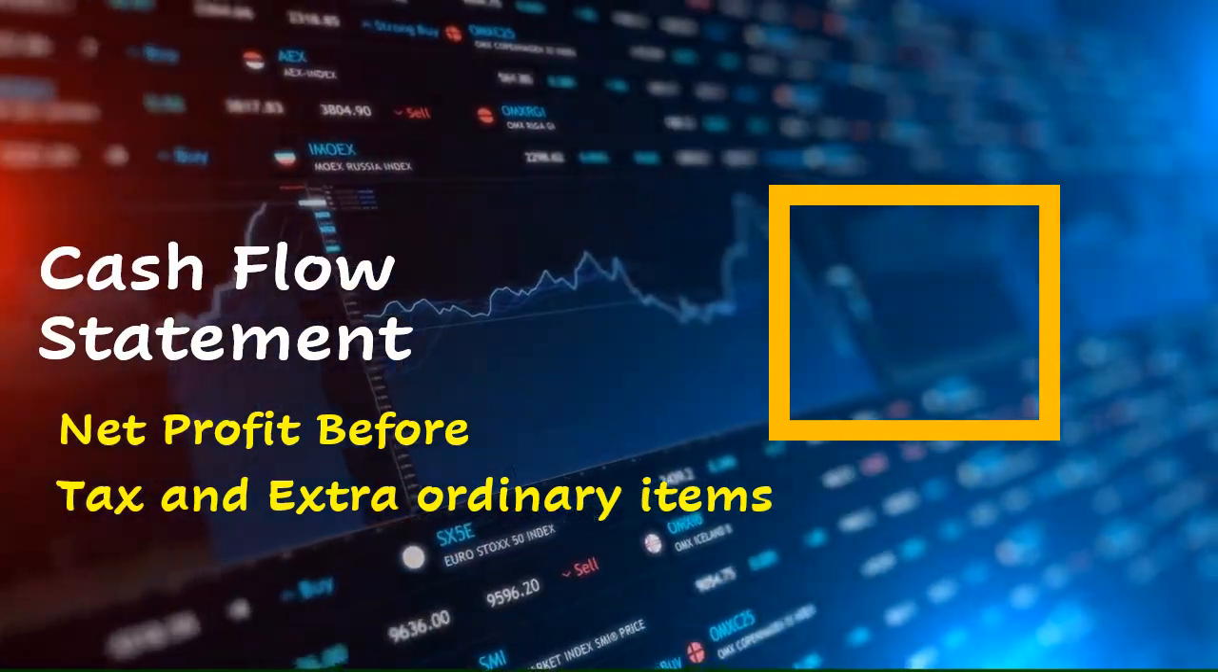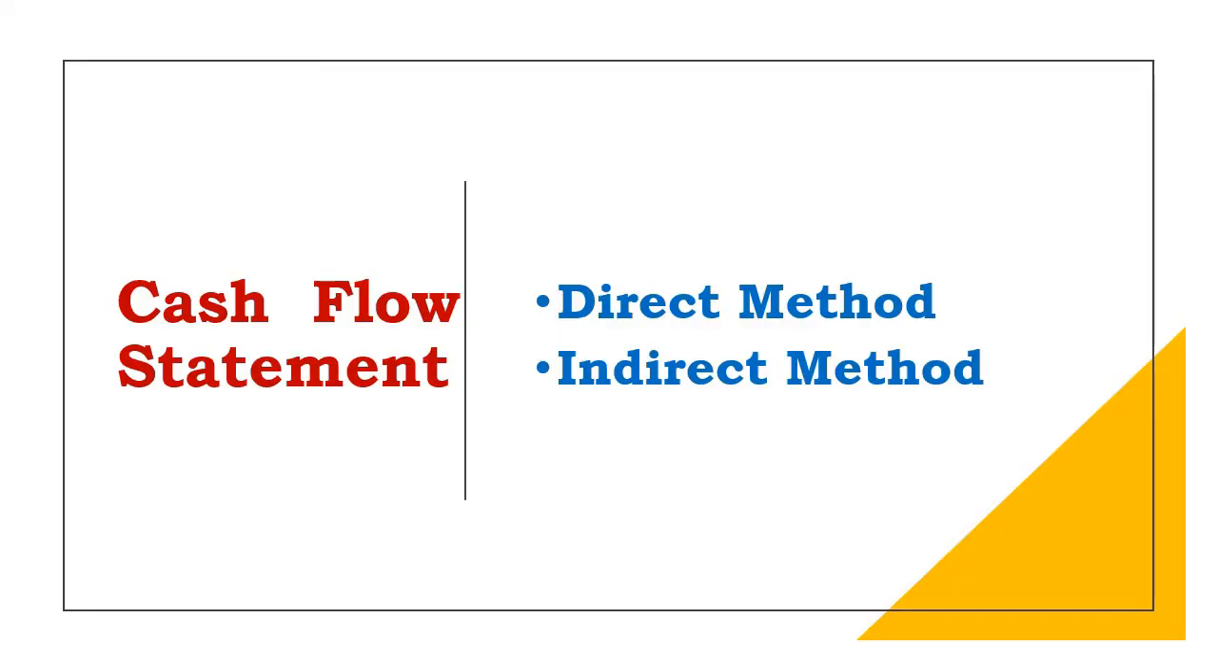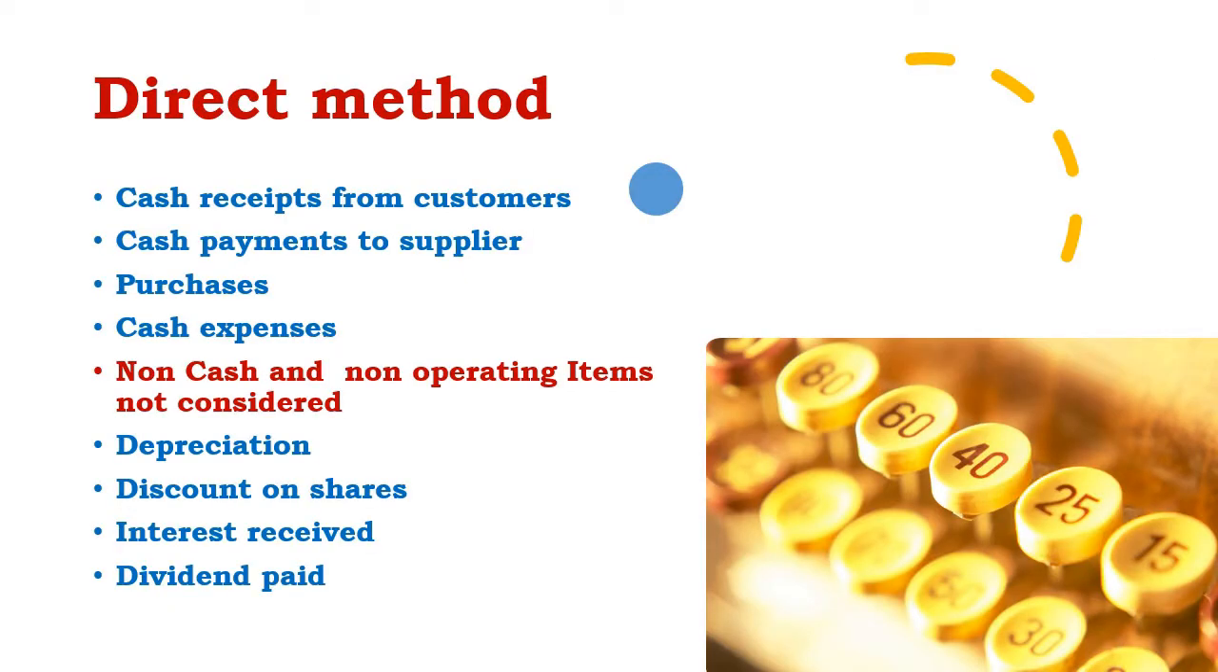So let's start. In the previous video we have taken basic information about the cash flow statement. As we know, as per Accounting Standard 3, an enterprise should report cash flow from operating activities either by using direct method or indirect method. First, we'll consider direct method.